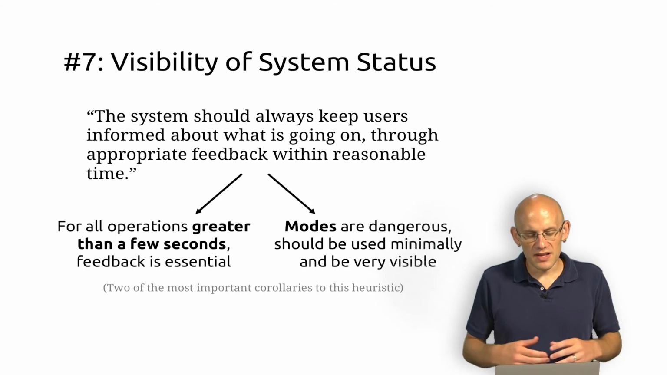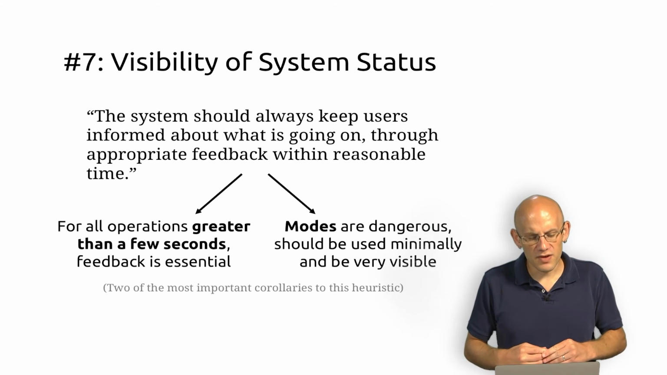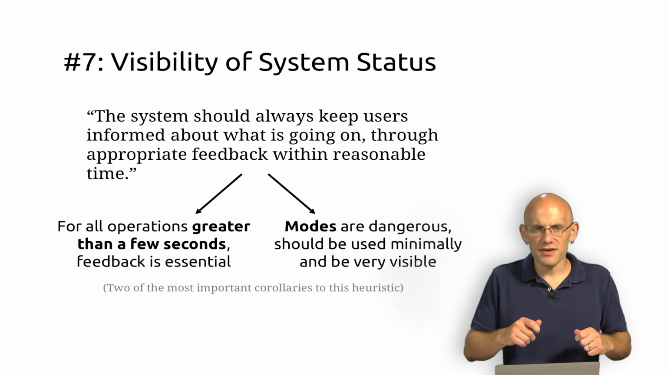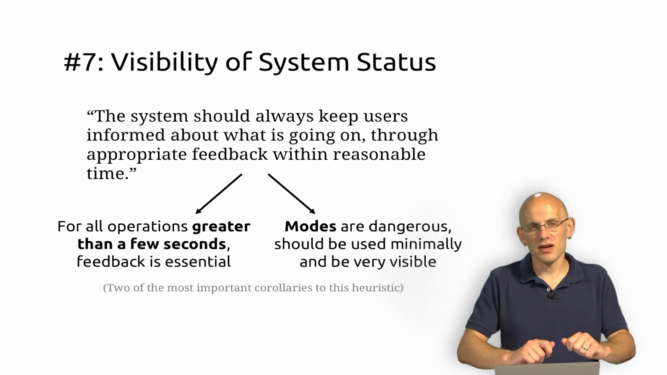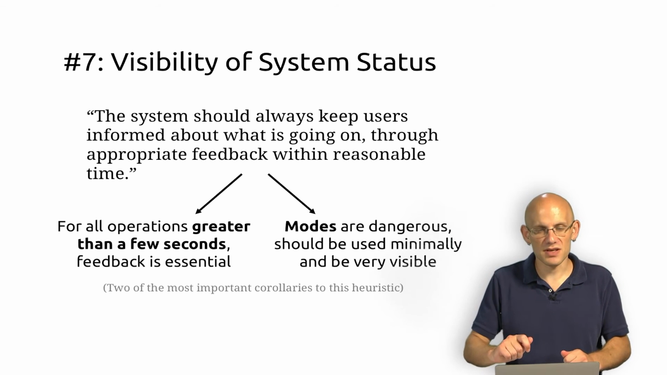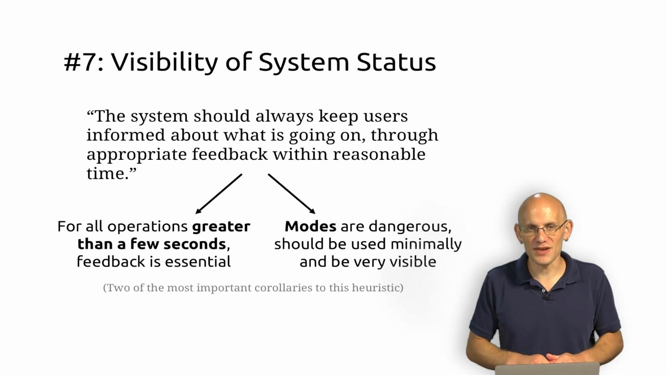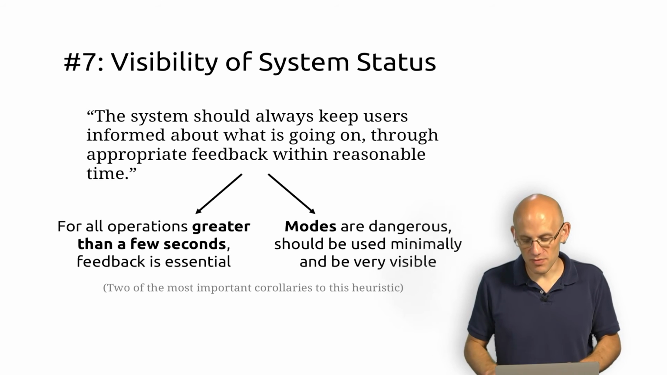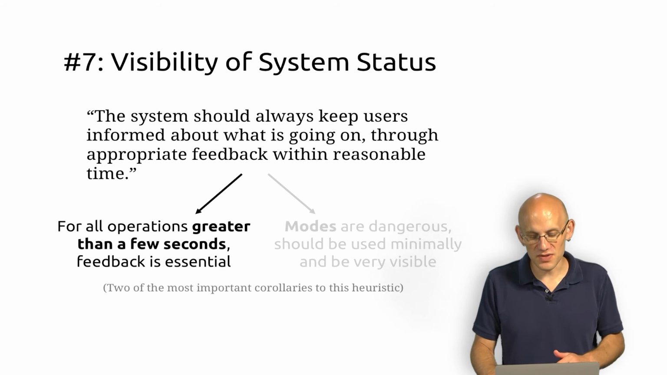So just from experience, I've found that this heuristic breaks down into 2 corollaries. The first is that for all operations greater than a few seconds, feedback about the progress of that operation is absolutely essential. And the second is that modes are dangerous, they should be used minimally, and when they are used, they have to be very, very visible. So let's go through this one by one, starting with feedback about operations greater than a few seconds.